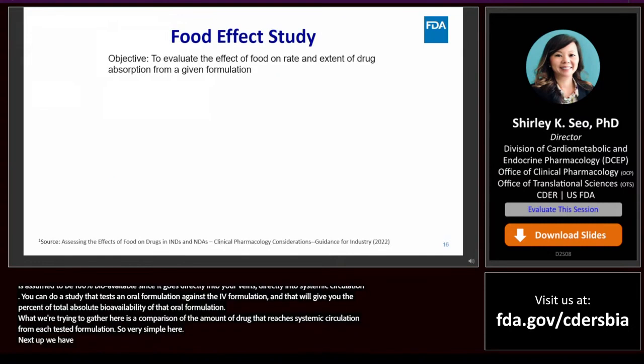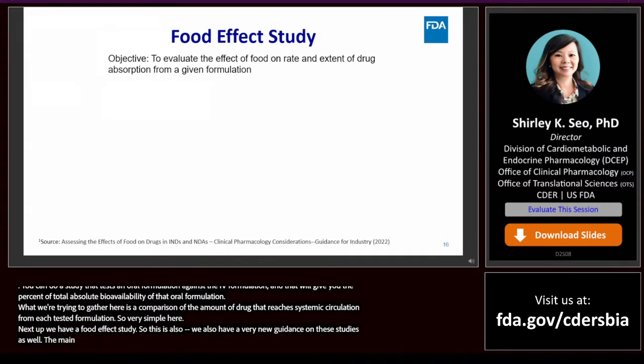Next up, we have a food effects study. We also have a very new guidance on these studies as well. The main objective here is just to find out what is the effect of food on the rate and extent of drug absorption from a particular formulation.